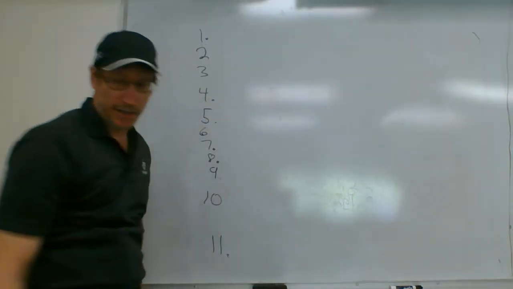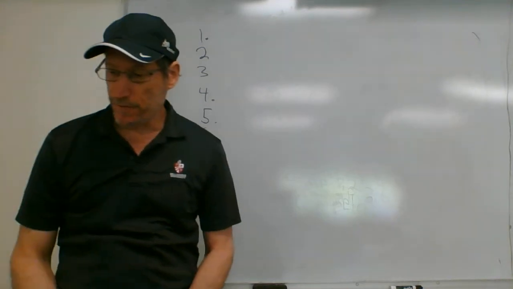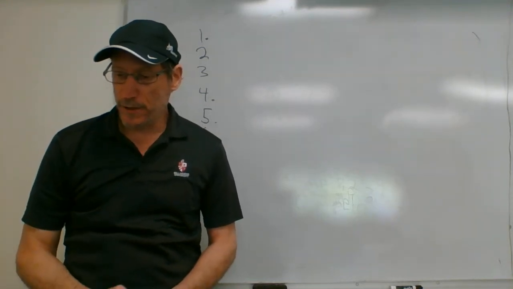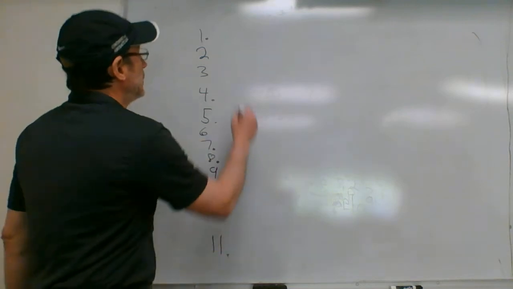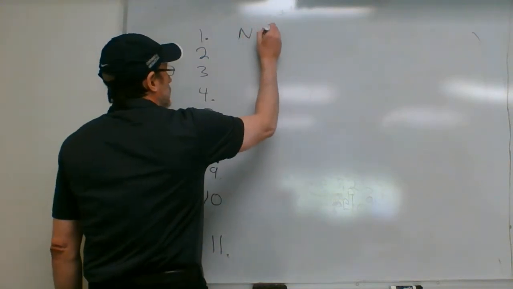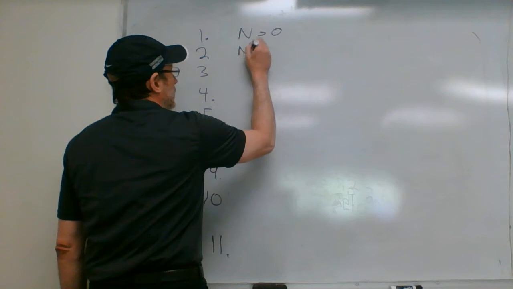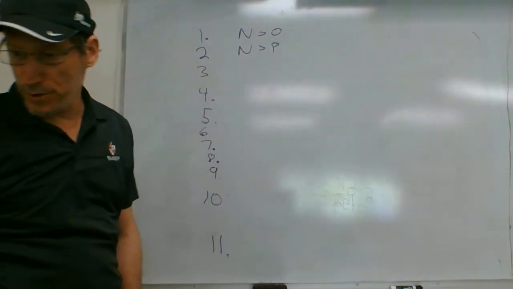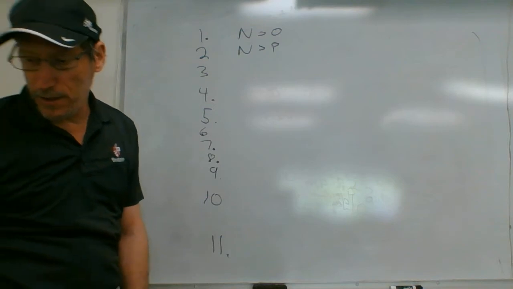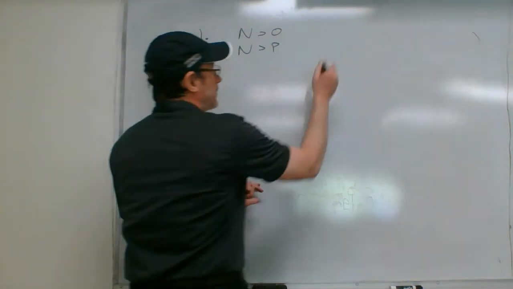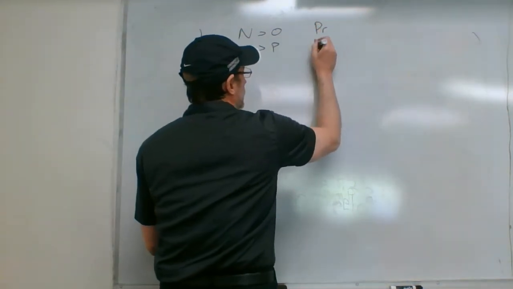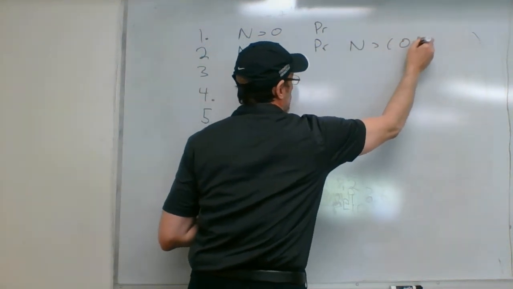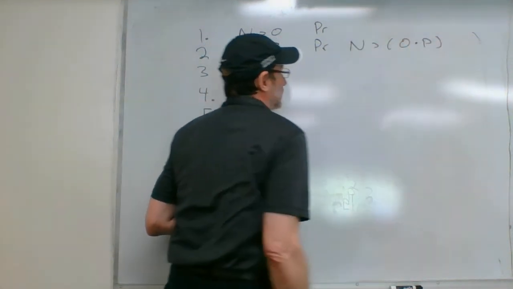Okay, we'll try a relatively easy one first, number 1. What do we have here? N horseshoe O, N horseshoe P. Those are horseshoes. And then we have N horseshoe O dot P. This is the premise. N horseshoe O dot P.